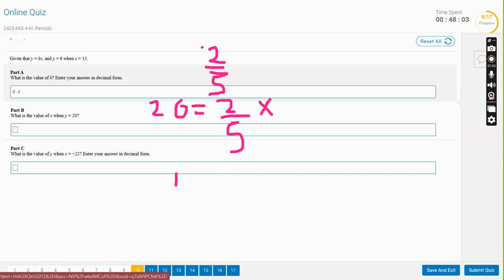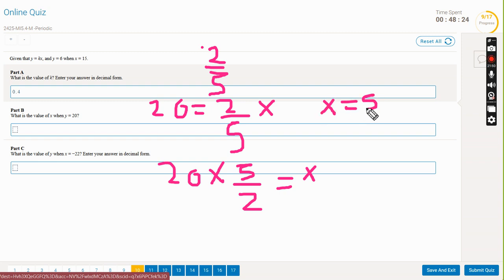Okay, you know what? Let me explain it. So when you take the 2 over 5 to the other side, you will flip it. It will become 5 over 2 is equal to x. If you want to still keep it multiplication. So 5 times 20 is, what will that give you? 100, and divide by 2 will give you 50. So x is equal to 50.